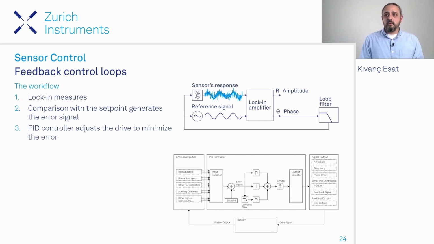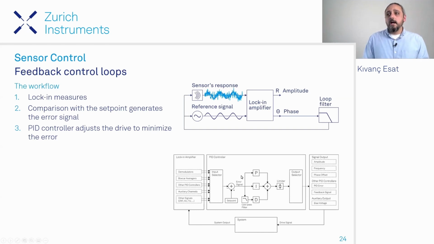A typical workflow is that the lock-in amplifier measures the input signal at the controller, and we need to compare this signal with a given set point, which then provides us with the error signal. This error signal then gets processed by the PID controller itself, that provides us the signal in the end that will minimize this error.